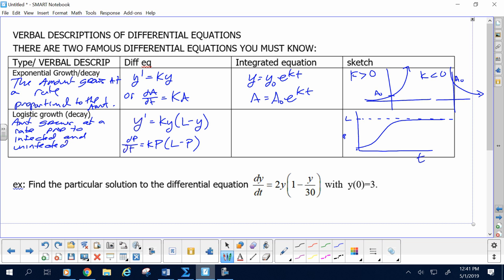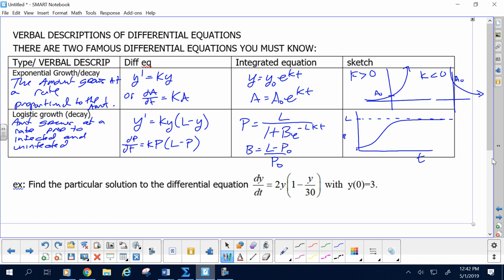The integrated equation, you don't have to show all the work, which involves separation and partial fraction decomposition and all this crazy integration. It is just the population equals L over 1 plus B e to the negative LKT, where B is the room for growth over the initial amount. L is the carrying capacity, which you'll be able to find in the differential equation. The k will be in the differential equation.